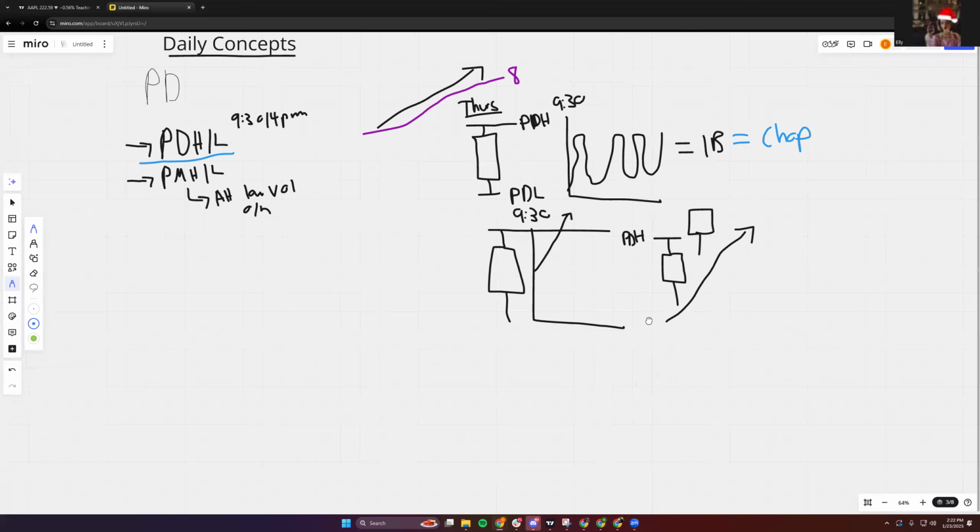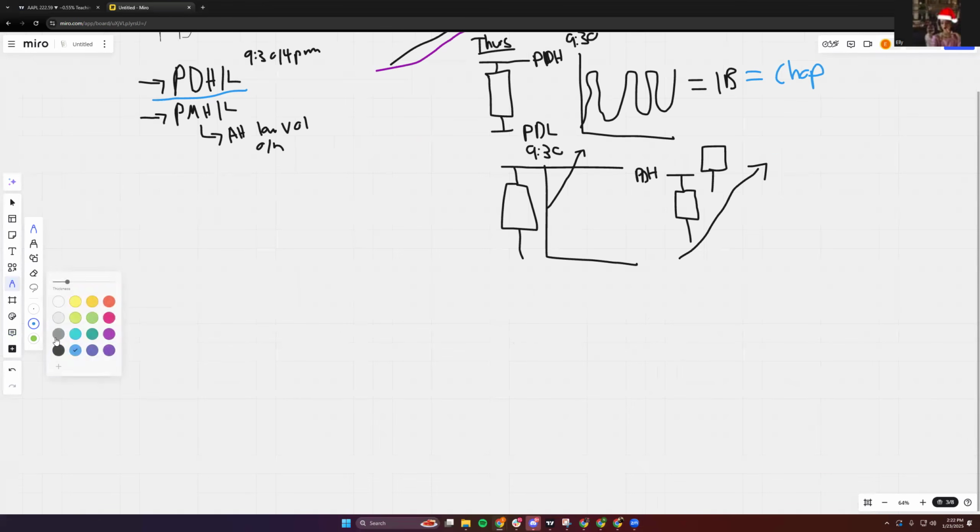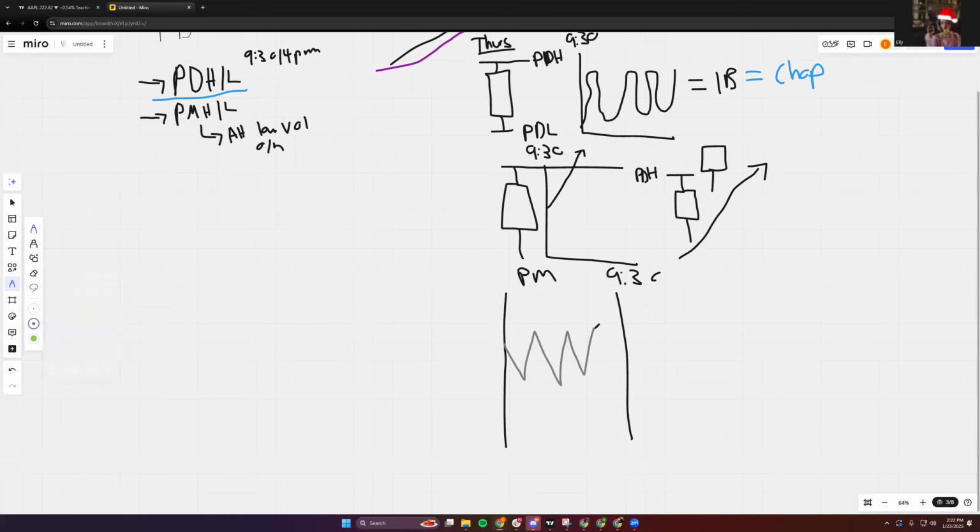Now, what happens if you are, say, stuck in between? We're just going to draw this. This is going to be the pre-market session, and this is going to be 9:30 onwards, just like it's set up in TradingView. Just for simplicity's sake, I'm going to make this gray. So now we know that this level here is the pre-market high, and this level here is the pre-market low.